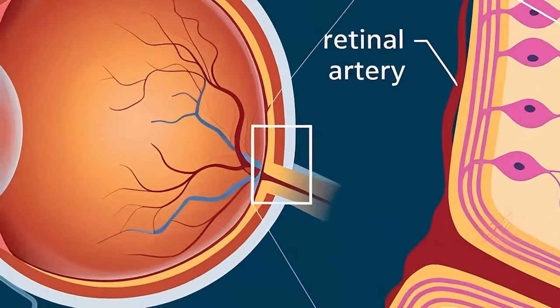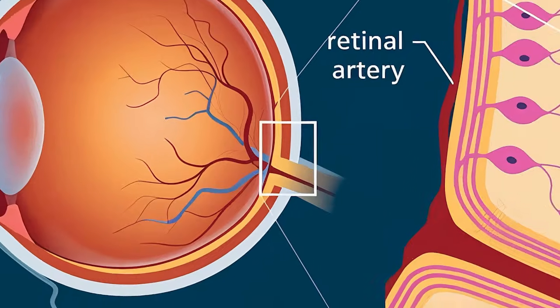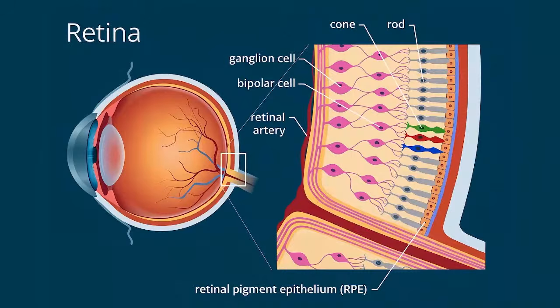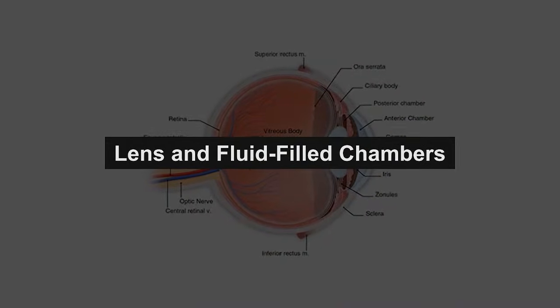The central region of the retina, called the macula and within it the fovea, is densely packed with cones, making it crucial for tasks requiring detailed vision such as reading. The retina converts light into electrical impulses that are transmitted through the optic nerve to the brain, where they are interpreted as visual images. Lens and fluid-filled chambers.